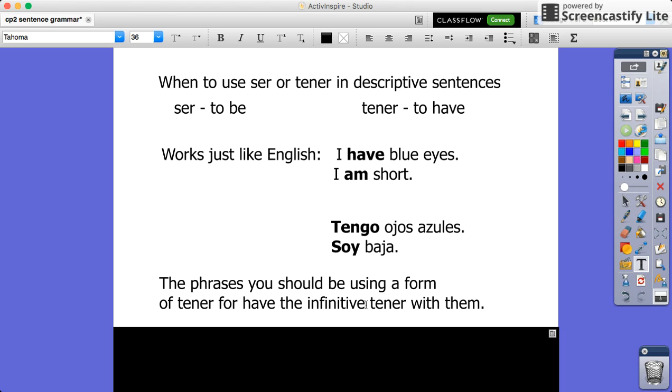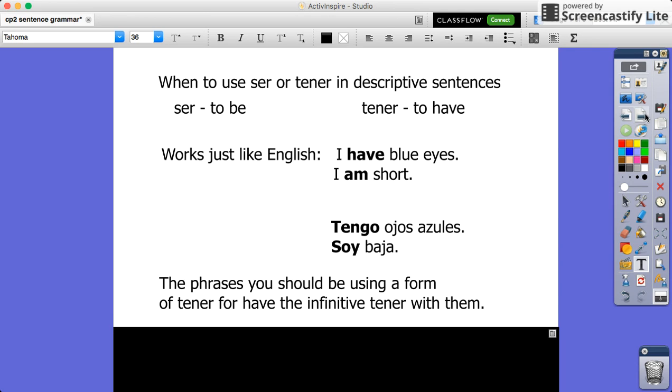Okay, so just think of it when you're doing your sentence writing. What am I trying to say here? Am I saying someone has something or someone is something? Okay, and then that will help you decide whether you need to use ser in the sentence or tener. And of course, you have to use the correct form depending on what the subject is.